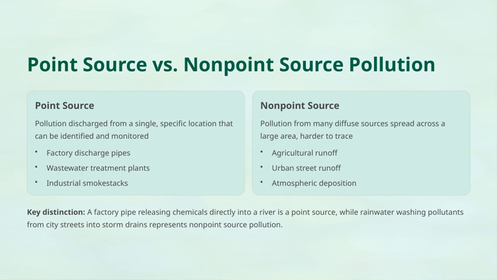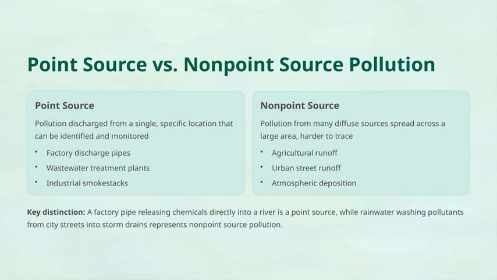They all release pollutants from a defined point. On the other hand, non-point source pollution is a bit more complex. It originates from many diffuse sources spread across large areas, making it much harder to trace back to a specific origin. Think about agricultural runoff or urban street runoff. Water flowing over fields or streets picks up pollutants and carries them into water bodies. Atmospheric deposition is another example, where pollutants from the air settle onto land or water surfaces.